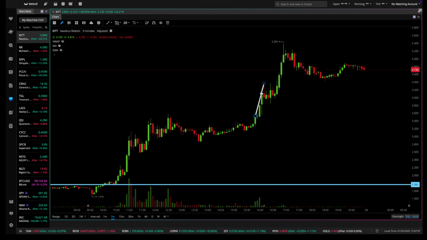Again, bullish pennant would be a lot more volatile than falling wedge. And yeah, that's kind of how you enter these stocks.